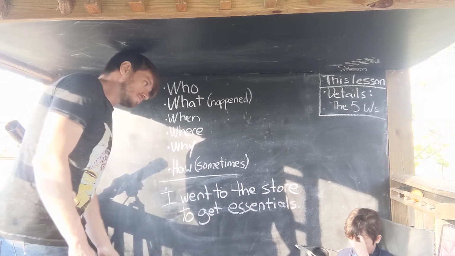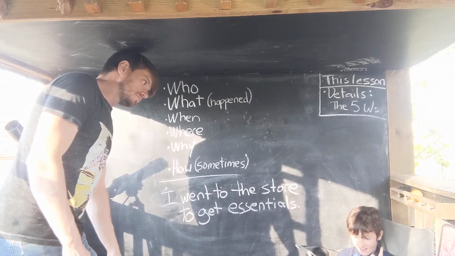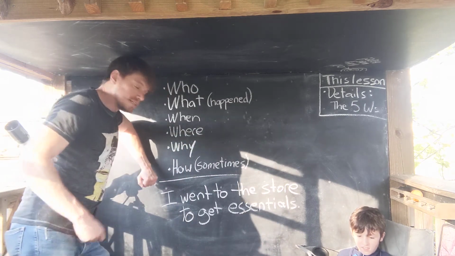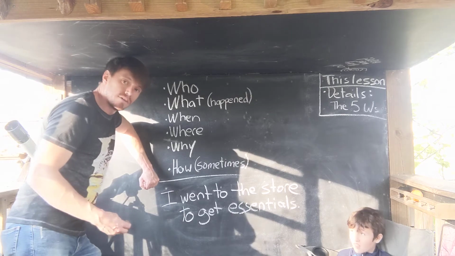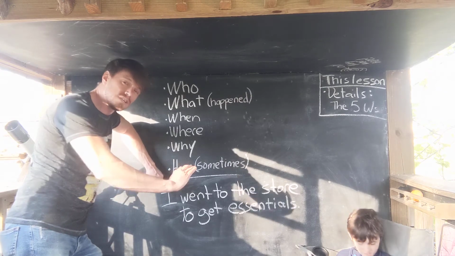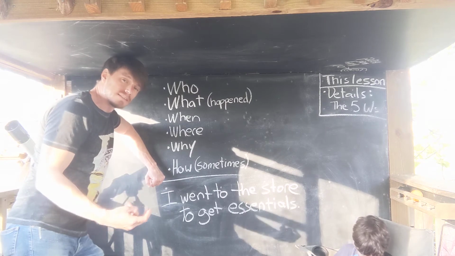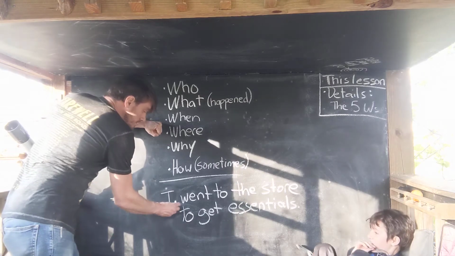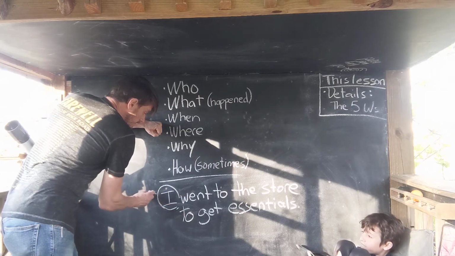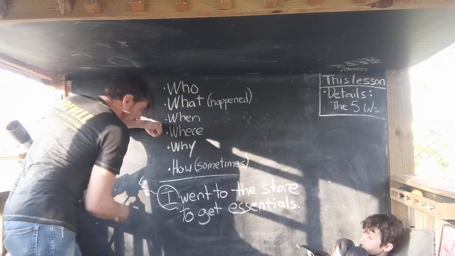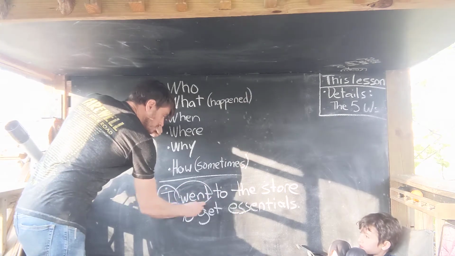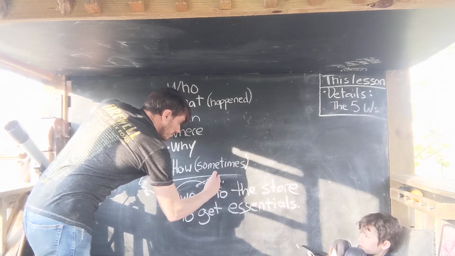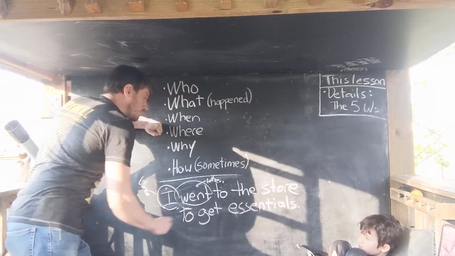What do you think, Silas? I went to the store makes sense, and I go to the store makes sense. That's right. I went to the store makes sense because that's past tense. I am going to go to the store makes sense because that's future tense. And I am at the store makes sense because that is present tense. That's telling you when. Now, who is I. Went is when. It's a verb tense. Tells when something happened.